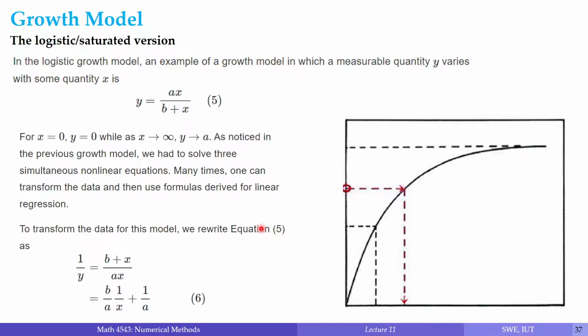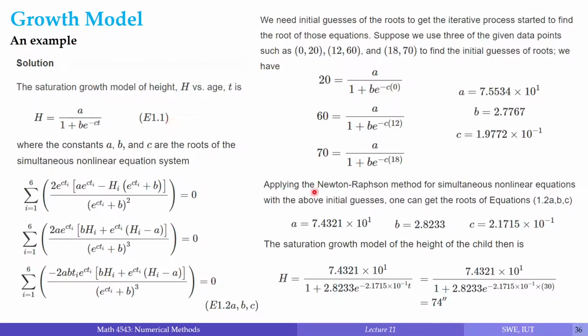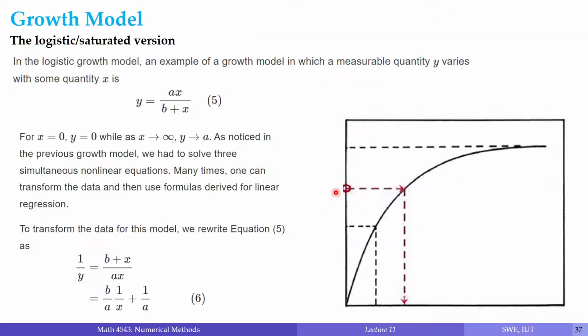we'll talk about the logistic version or the saturated version of the growth model. In the logistic growth model, the equation is y equals ax by b plus x. We touched upon this equation a bit in our overview slide at the beginning of the lecture, so we'll talk about this in depth. What we have seen from our previous growth model is that we had to use a root finding algorithm and conduct so many iterations to come up with the parameter values, the a, b, and c values. We have to do the same thing in the case of the saturated or logistic growth model as well.